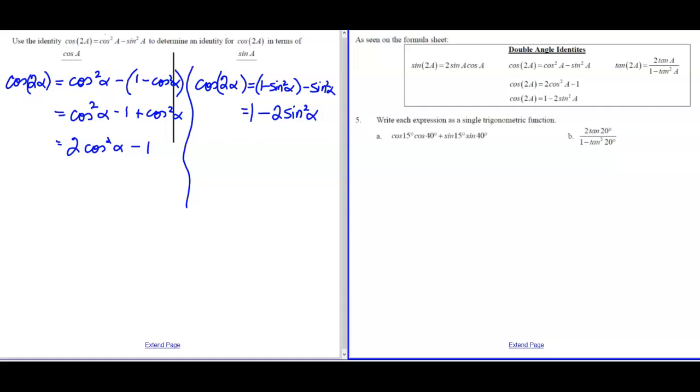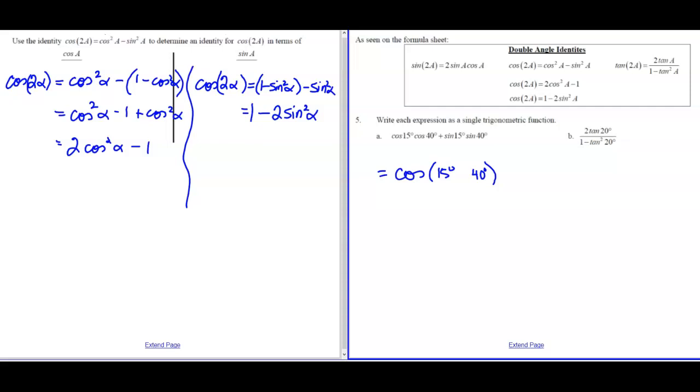So for a single trig function, we're going to look here. It's 2 terms, so take a look at your formula sheet. You know that there's a few like that. Take a look. It's cos, cos, sine, sine. So remember when it's coses and sines, it's going to be cos of the 2 angles. Okay. So take a look at that. Just make sure that these 15 and 40 are the same, because otherwise you couldn't simplify it, right?